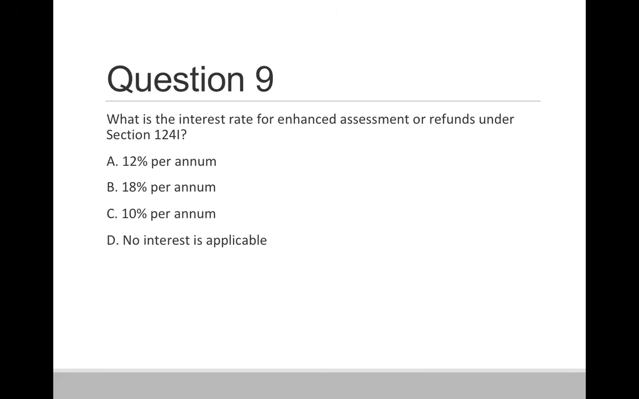Question 9. What is the interest rate for enhanced assessment or refunds under section 124I? Option A, 12% per annum. Option B, 18% per annum. Option C, 10% per annum. And option D, no interest is applicable. So the correct option is option B, that is 18% per annum.